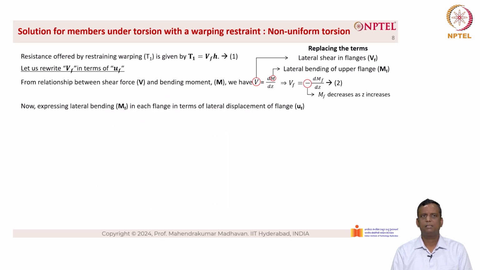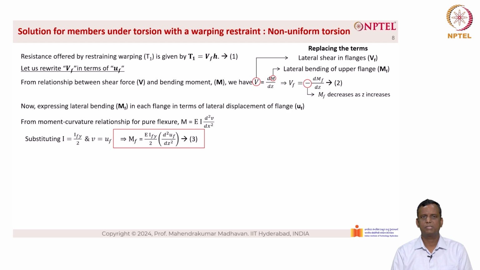Now expressing lateral bending M sub F in each flange in terms of lateral displacement of the flange U sub F. From the moment curvature relationship for pure flexure, M equal to EI into d square v by dx square. Substituting I equal to I sub Fy by 2 and v equal to U sub F. So what is I sub Fy? Basically, it is the flange resistance divided by 2 in the minor axis. So M sub F is given as E I_Fy divided by 2 into d square U sub F divided by dz square, which is now equation 3.